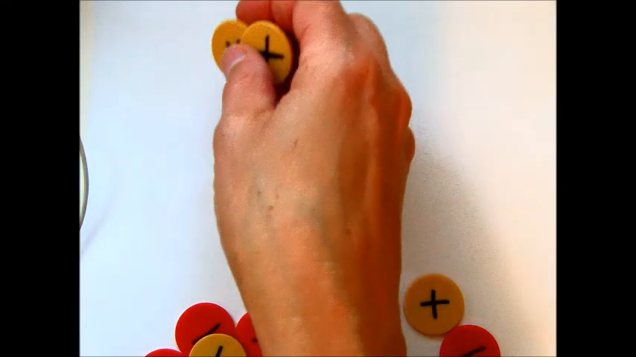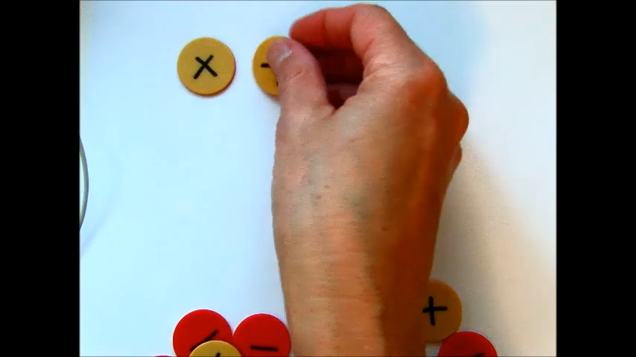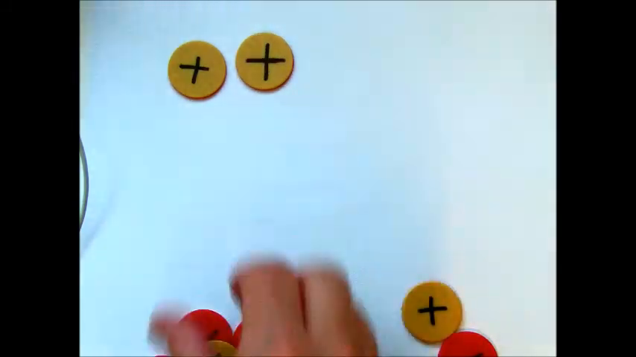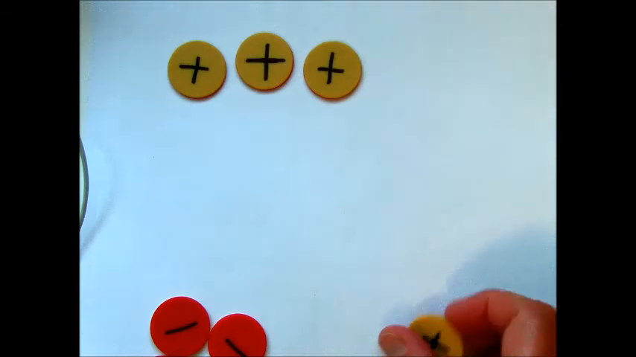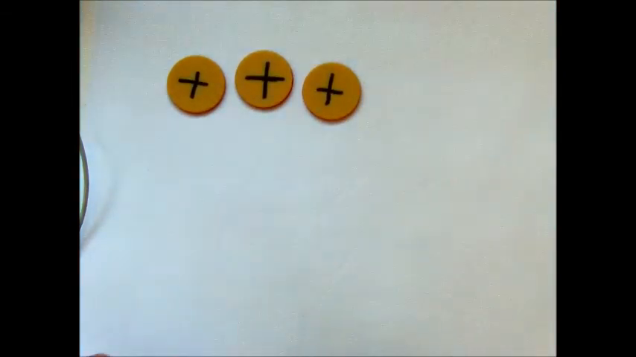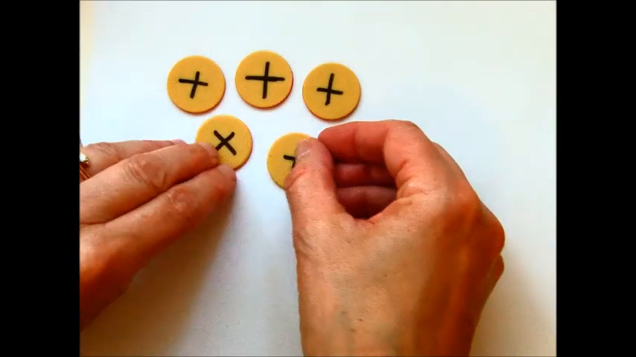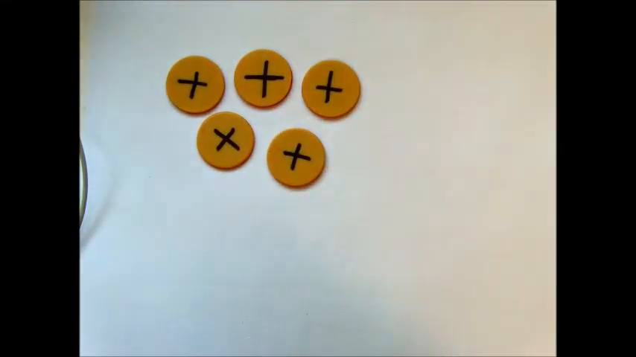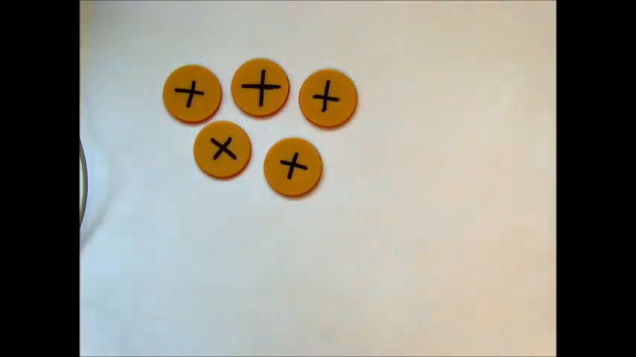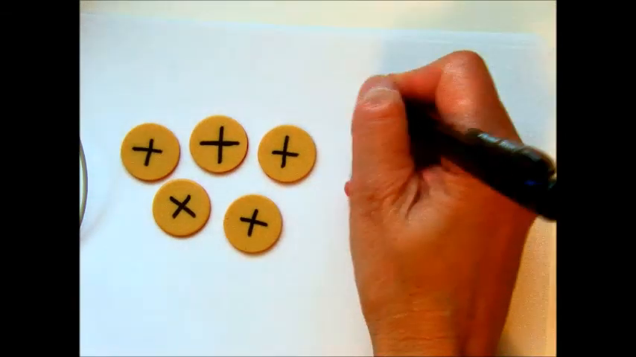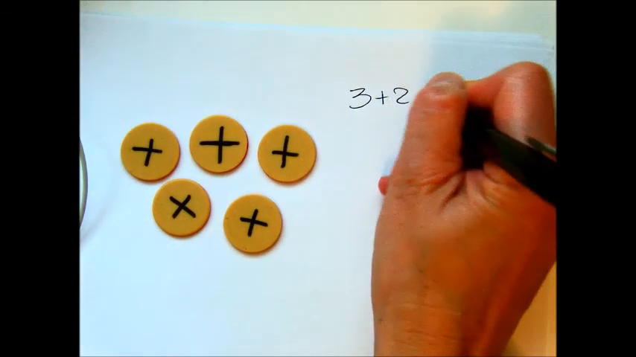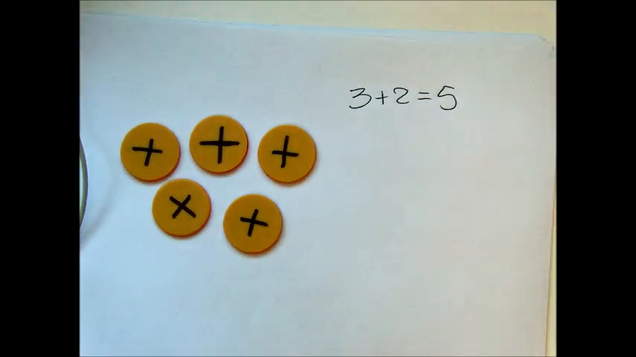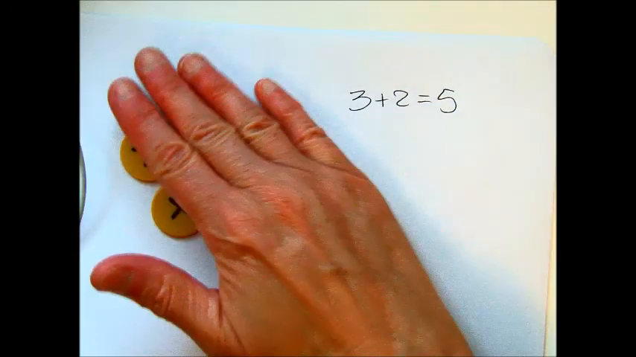Let's say we're going to do a positive plus a positive, and so say we've got 3 positives, and we're going to add to that 2 positives, and so you can see we're combining all of our positives, and now we have 5. So 3 plus 2 equals 5. Okay? All right, that's a pretty easy one.